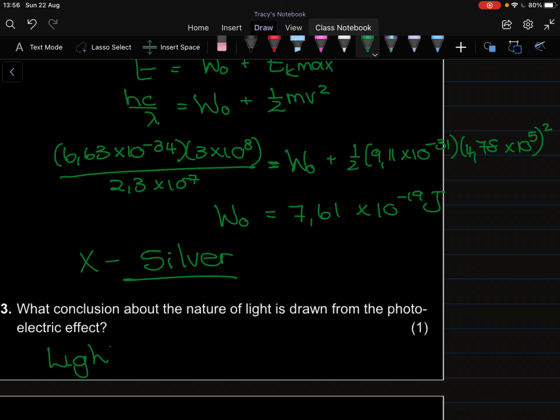Light has a particle nature. Really quite straightforward.